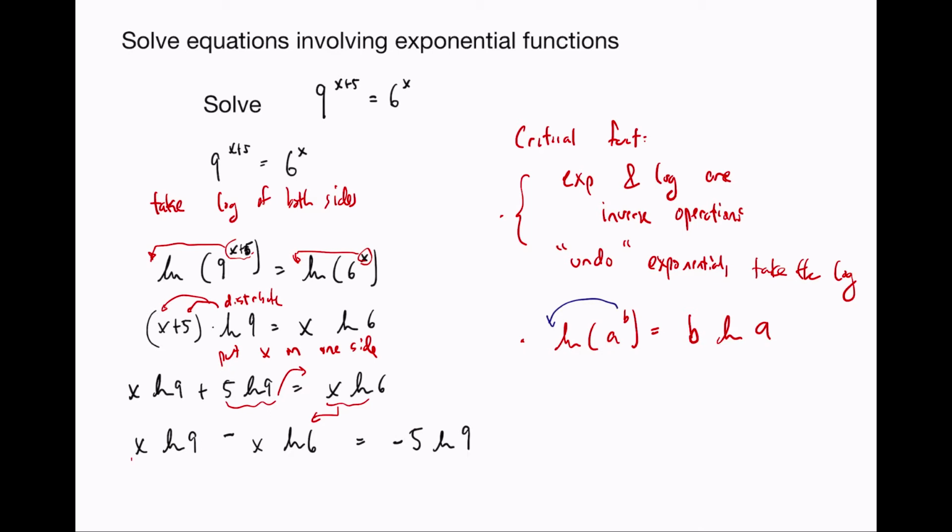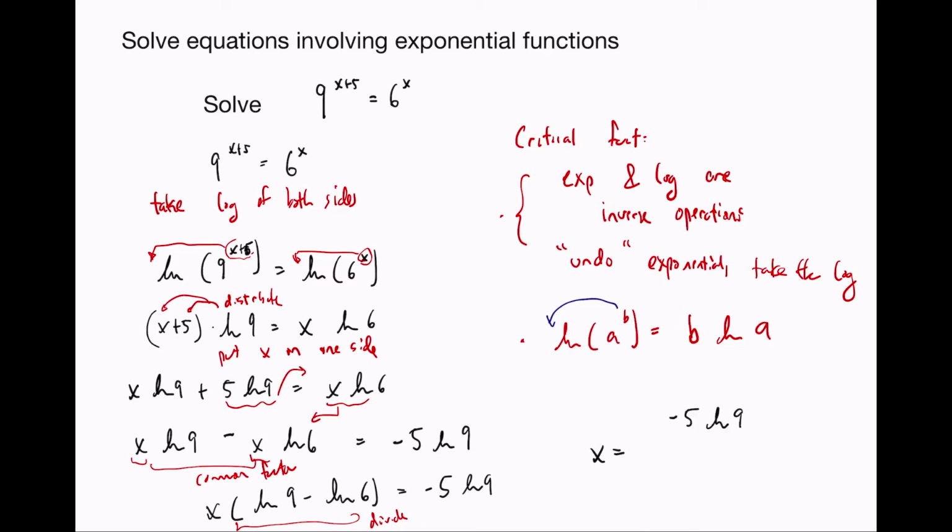I have a common factor of x here. And so we're going to factor it out. x times natural log of 9 minus natural log of 6 equals minus 5 times natural log of 9. And then finally, we've got to divide by that to get x by itself. So then my final answer will be x equals minus 5 natural log of 9 over natural log of 9 minus natural log of 6.